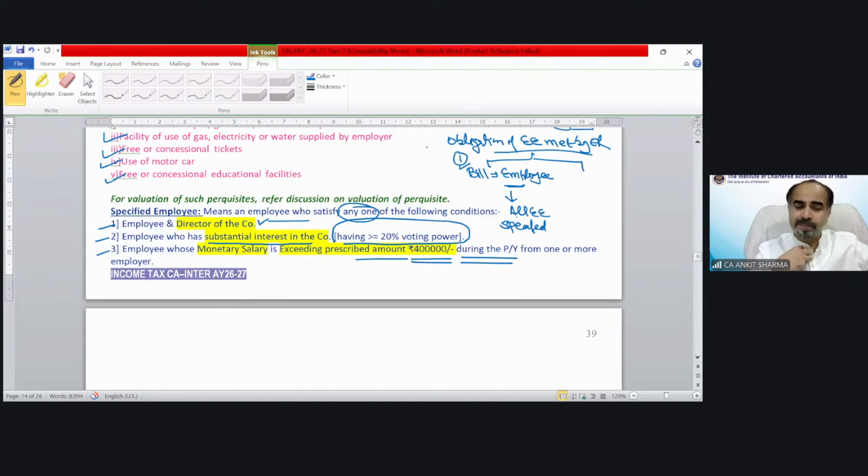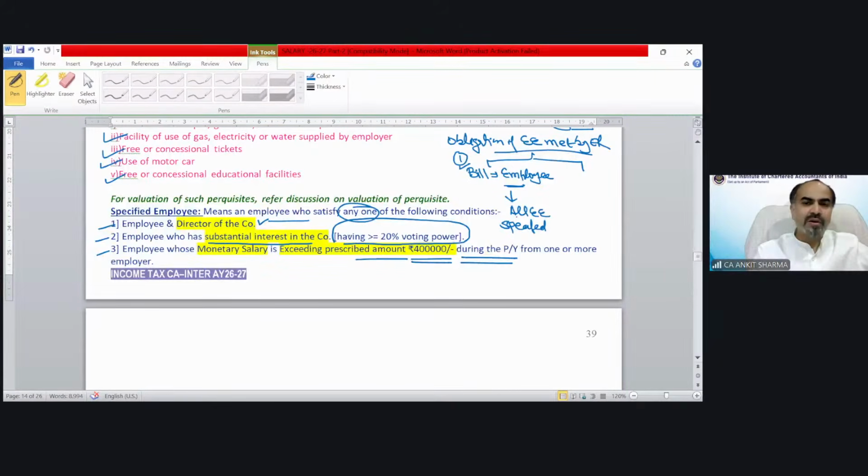And in my opinion, 90% and more employees would be covered as a specified employee due to condition number 3, because we need to fulfill only one condition. So in the majority of questions you are going to solve in the examination or your study material, you can see these would be specified employee questions. Why? Because in all the cases, the salary would be more than 4 lakh rupees in a year. Suppose a salary is 40,000 per month, that means your monetary salary would be more than 4 lakh.